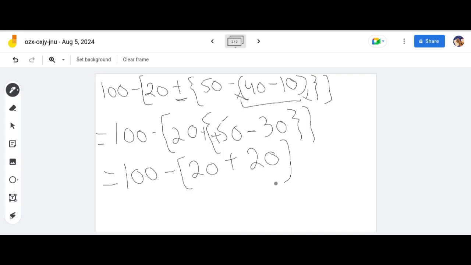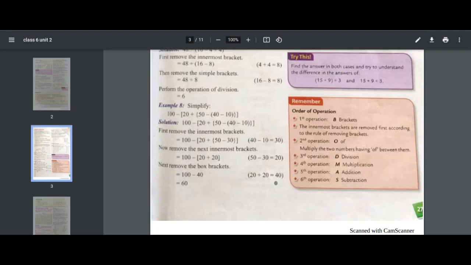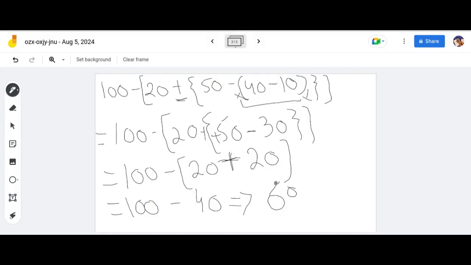Now we have to solve this square bracket. 100, 20 minus 20, 20 plus 20 is 40. Now we have to solve this operation. 100 minus 40 is 60. Is my answer correct? Yes, it is. So this is the way you have to solve these questions.